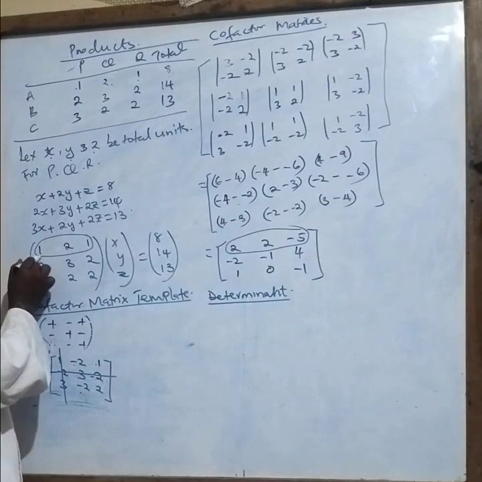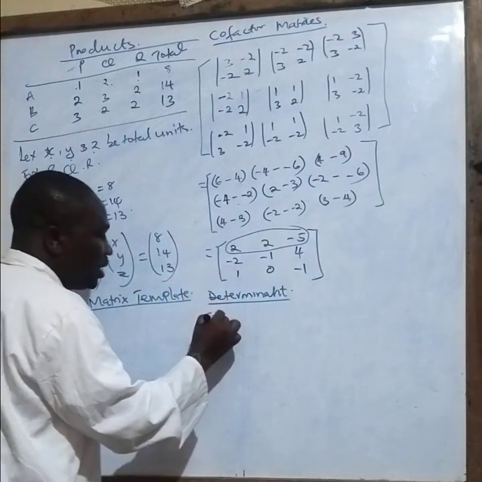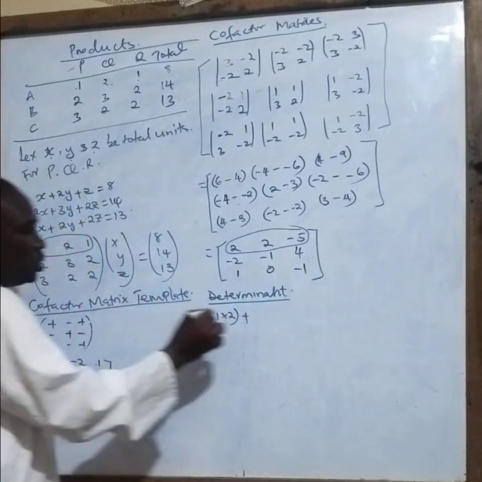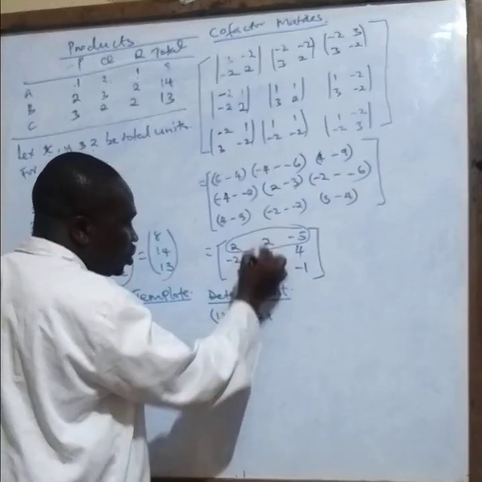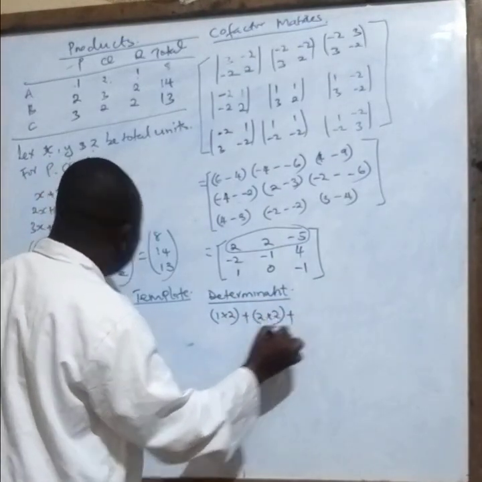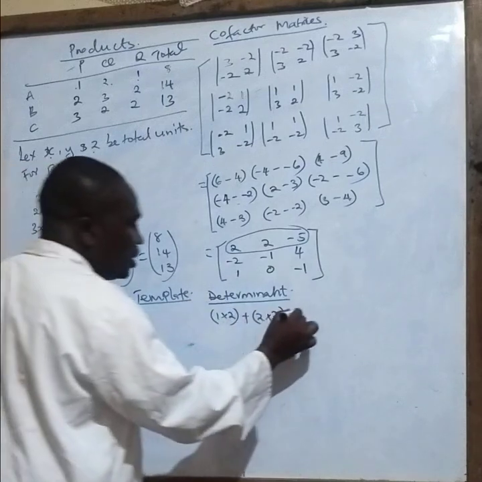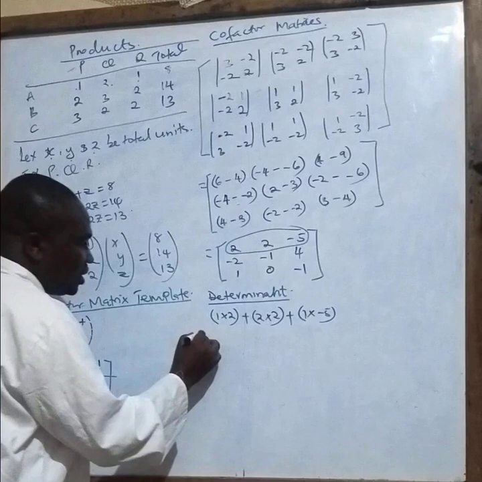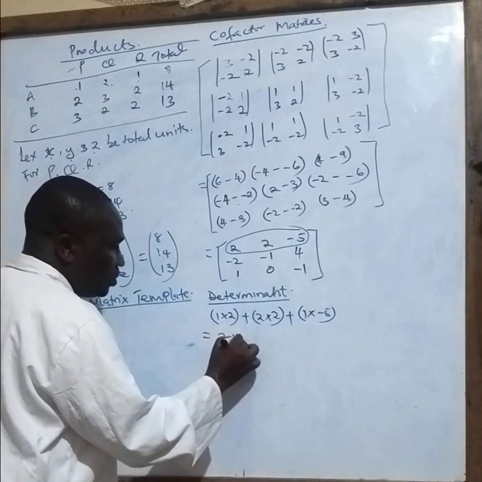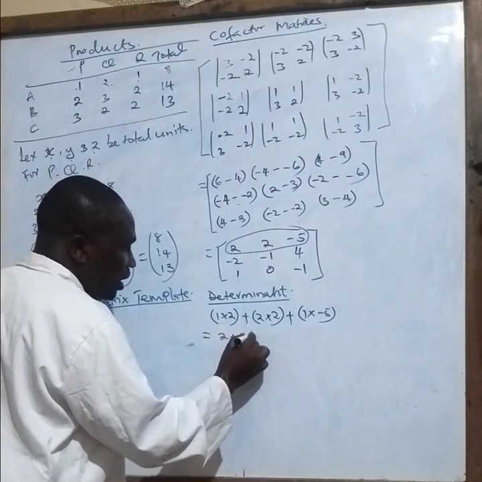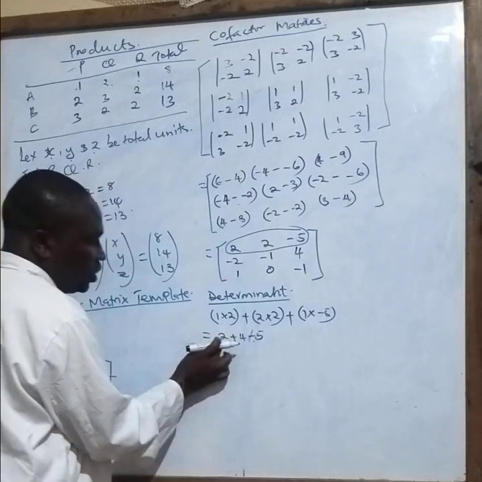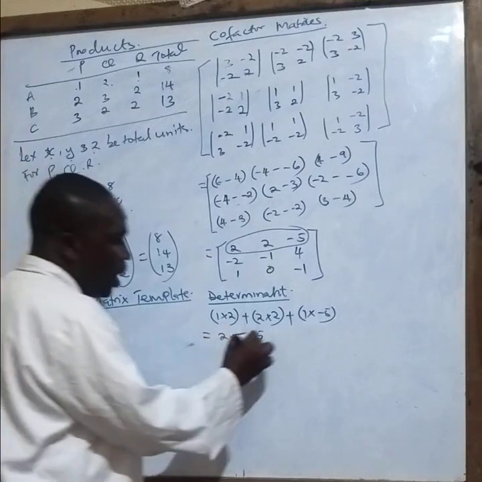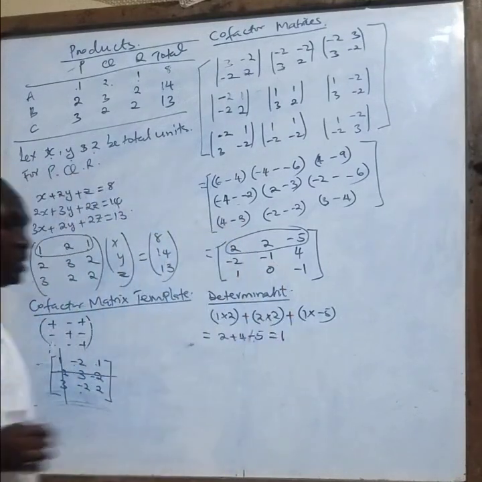Therefore, it means 1 times 2, plus 2 times 2, plus 1 times negative 5. Your answer here is 2 plus 4 plus negative 5. So this plus this is 6. 6 minus 5 is 1. So therefore, your determinant is 1.